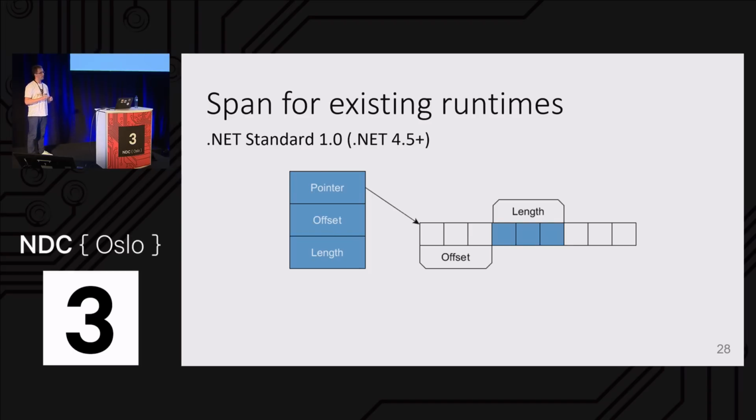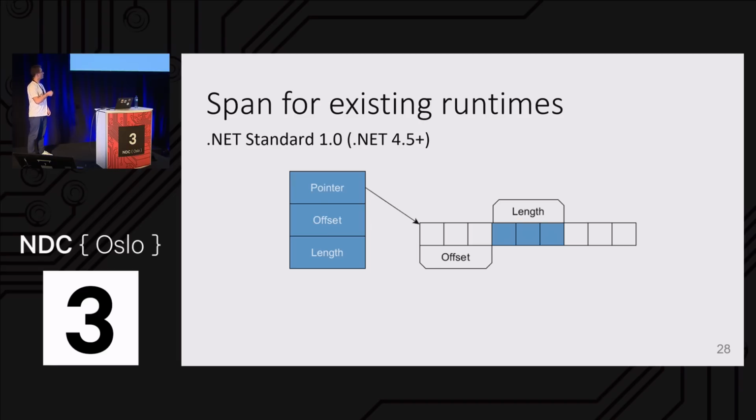So let's say that we want to create a span out of the second half of the array. Then the pointer will point to the beginning of the array. The offset will be the amount of elements to the middle, and length will be just the length of the second half.